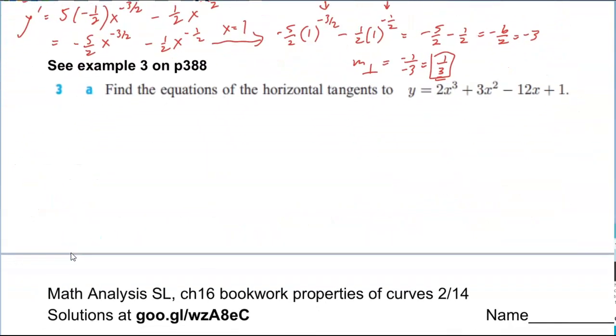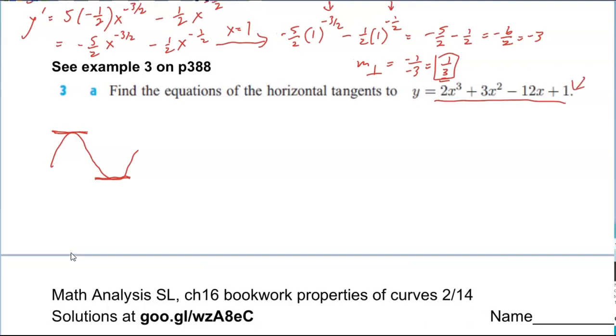All right, last problem. Find the equations of the horizontal tangents to this huge function here. So what does that mean? That means that we want to know, are there horizontal tangents to this function? Horizontal tangents would be tangents with slopes of 0, right? That occurs, remember, from the investigation at minimums and maximums. So basically we want to know, when does this have a derivative of 0?